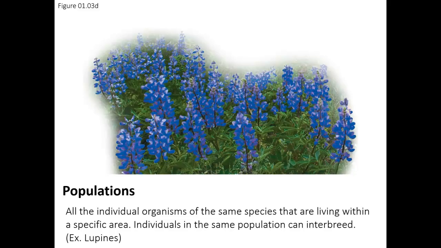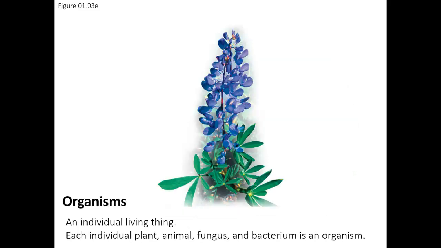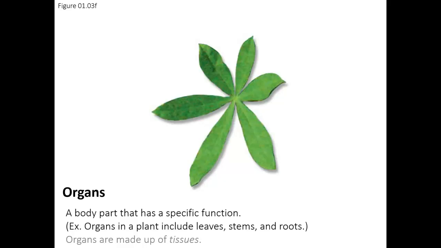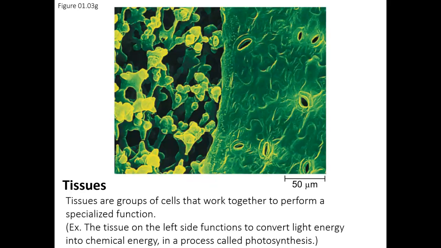If we were to look at just a single lupine, that is called an organism. Any individual living thing is called an organism. Organisms are made up of organs, which are parts of the body that perform a specific function. In a plant, organs include the leaves, stem, and roots. This is a picture of a leaf, and if we zoom into it, that takes us to the next level, tissues. Tissues are groups of cells that work together to perform a specialized function. This picture is a microscopic view of a leaf and shows 2 different tissues making up that organ.